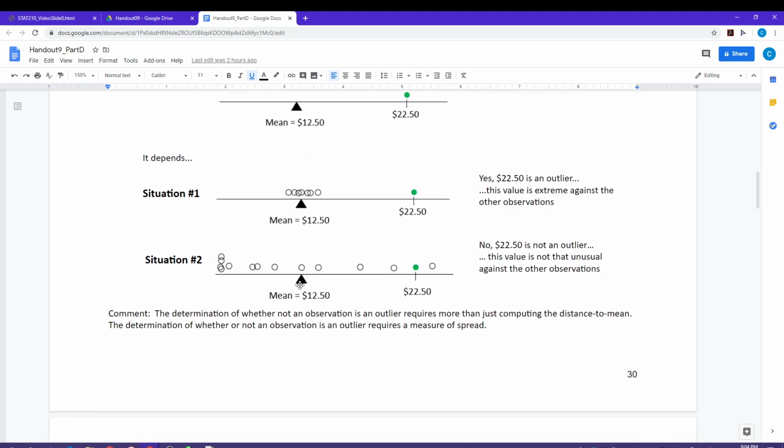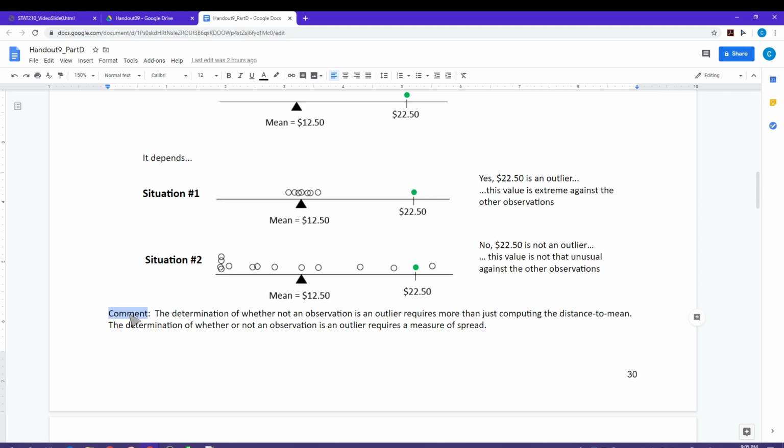Situation two is I still have a mean of $12.50, still interested in whether or not $22.50 is an outlier, but I got points spread out all over the place. It looks like I have a bunch of students down here on the lower end that appear to be volunteering. So maybe they're volunteering at a camp or something, so they're not making anything. And then I got other people clear up here that are making a lot of money. So in situation one, being $10 away is a big deal, but in situation two, being $10 away is not a big deal.